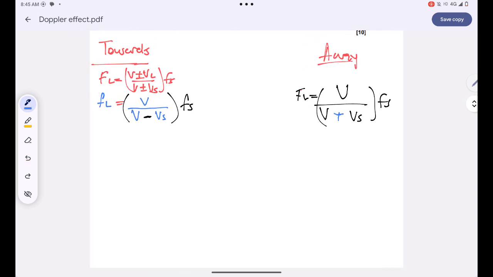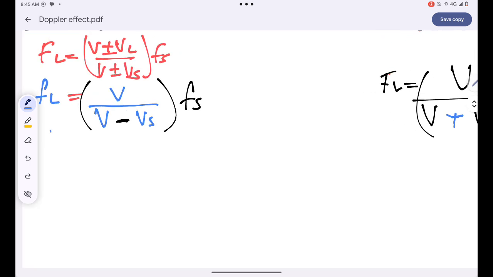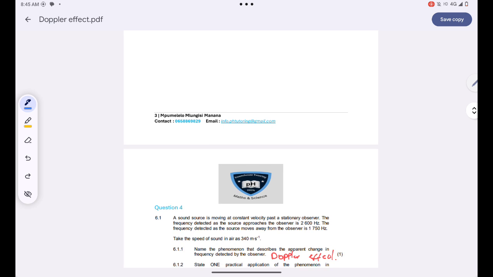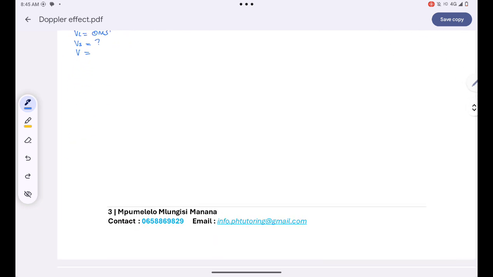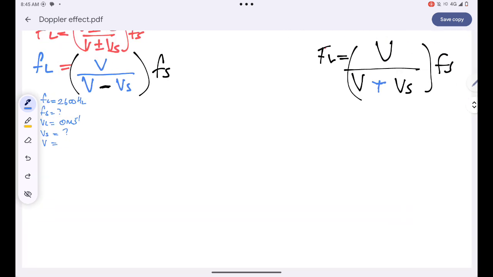We are given data, né, guys? For our data, we are told that the frequency of the listener, the frequency detected, is 2600 hertz. We don't know the frequency of the source. The velocity of the listener, the listener is stationary, so it's 0 meters per second. We do not know the velocity of the moving source as well, but the speed of sound in air we're given to be equal to 340 meters per second.